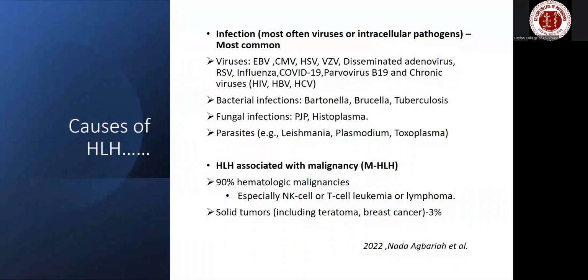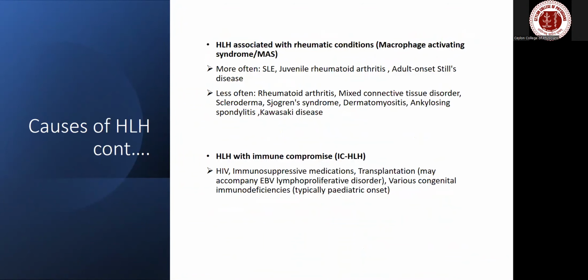HLH can be associated with a malignancy, which is mostly seen in the elderly population, and 90% of those cases are hematological malignancy, especially NK cell or T cell leukemia. Solid tumors like teratomas or breast cancers account for 3% of the cases. And it is associated with rheumatological conditions also.